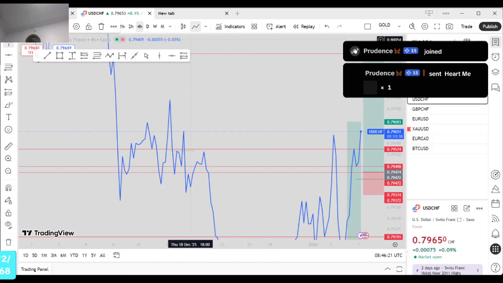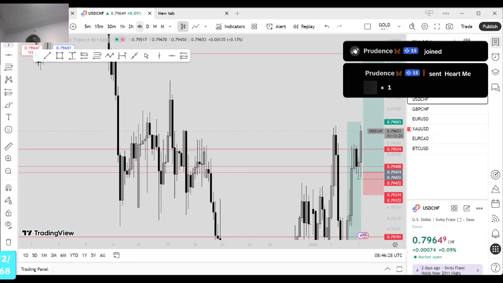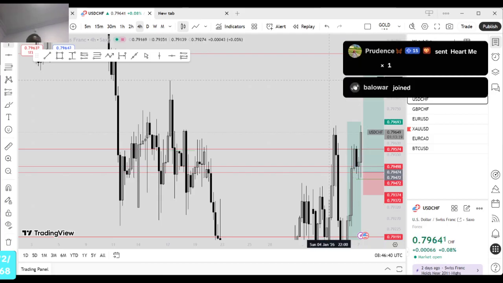Let's see what happens later. So we'll just wait for price to get to this level. Once price taps in, then we roll 1 to 5. So if you are risking $100, you should be expecting to make around $500 on this particular trade. So let's see what happens.